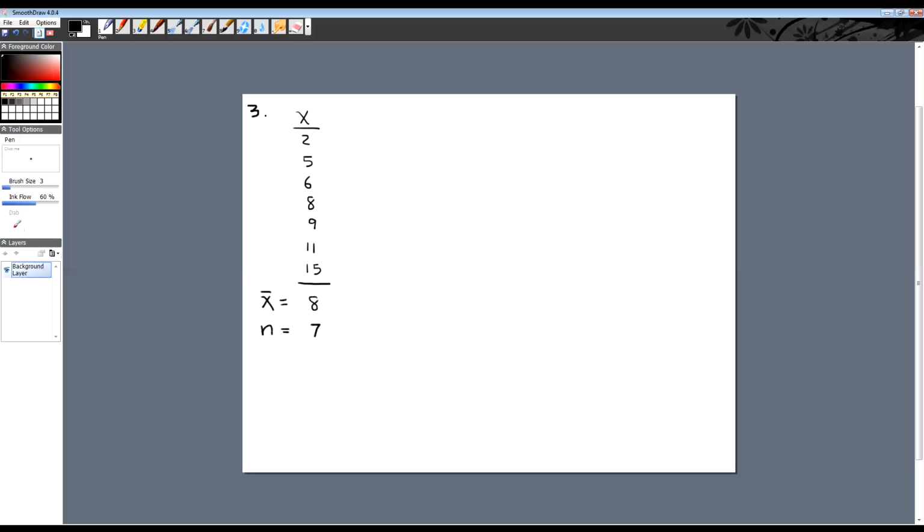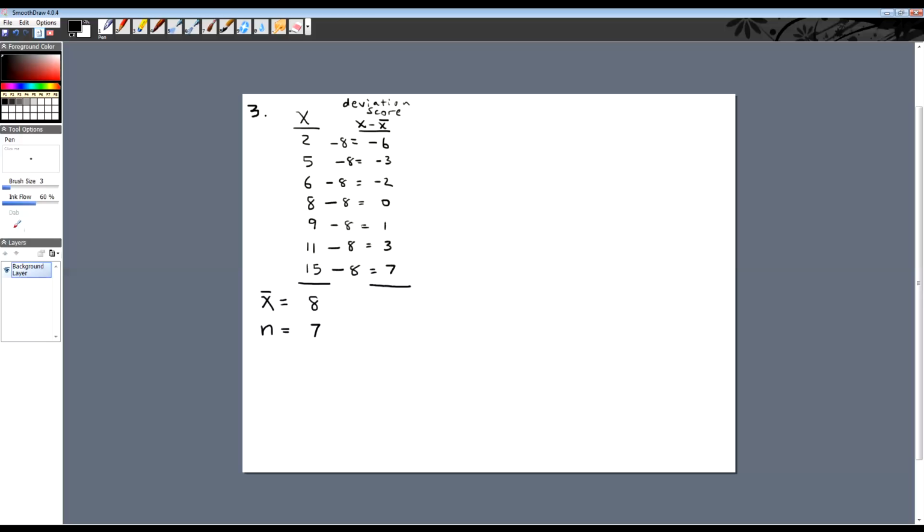So let's look at the deviations from the mean. This is the deviation score, which is x minus x bar. So 2 minus 8 is negative 6. 5 minus 8 is minus 3. 6 minus 8 is negative 2. 8 minus 8 is 0. 9 minus 8 is 1. 11 minus 8 is 3. 15 minus 8 is 7.